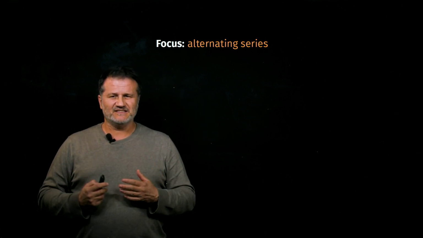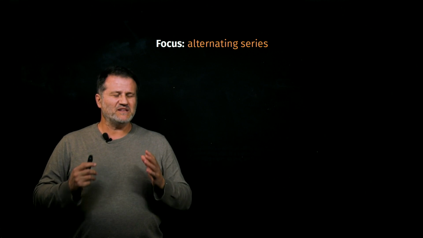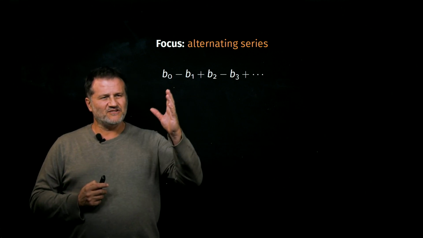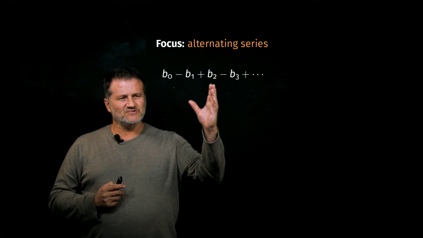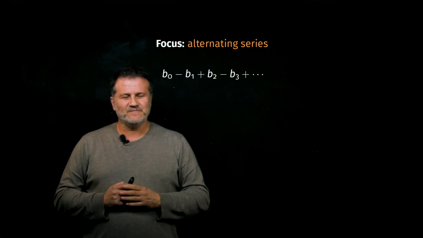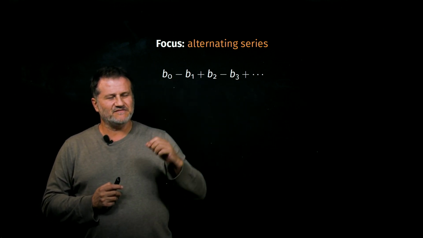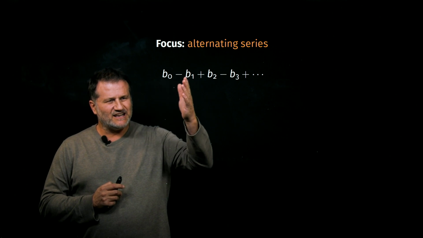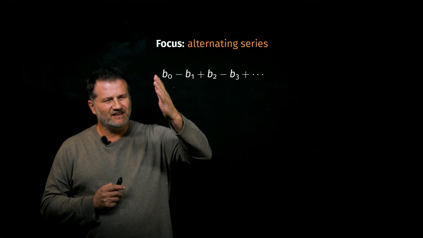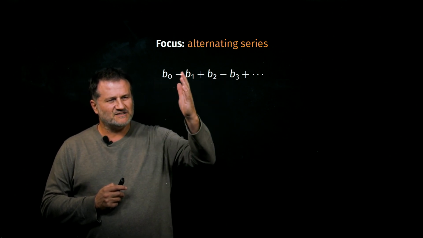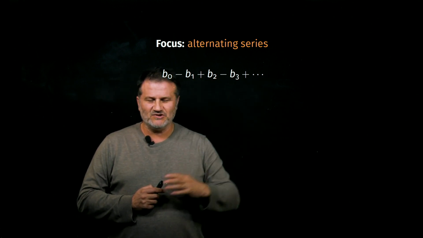Hi, and welcome back. The simplest numerical series with terms with variable sign is a series with alternating signs. By this we mean a sum of the form b0 minus b1 plus b2 minus b3 and so on, where the b's are positive and the alternating sign is represented by this sequence of signs plus, minus, and so on.